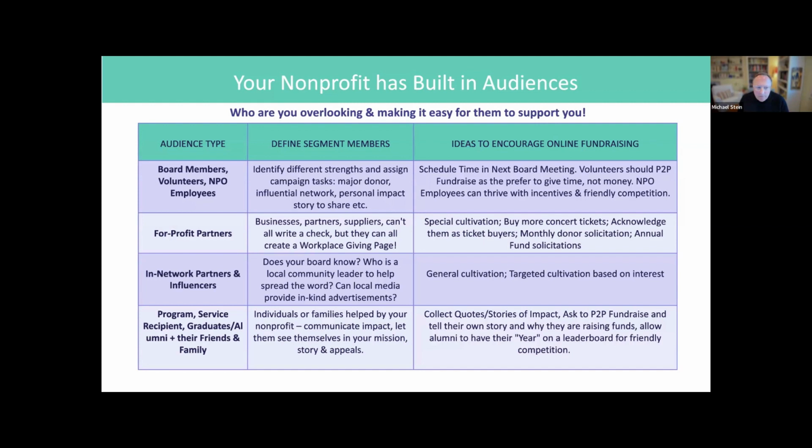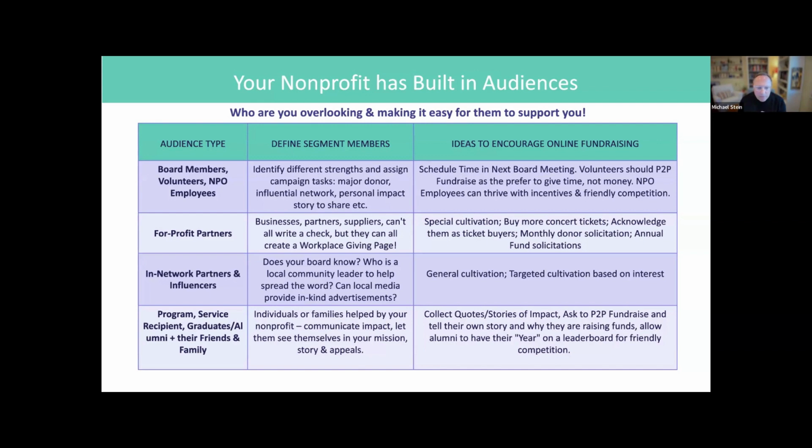Of course, these folks can also be peer-to-peer fundraisers, and volunteers specifically, I think, are great peer-to-peer fundraisers because you know already they prefer to give their time. They prefer to donate their time, not their money. And so they would be a great group to activate.